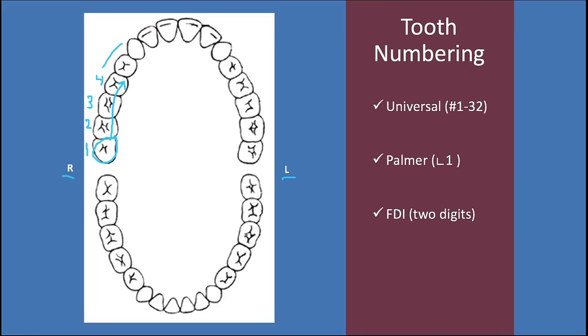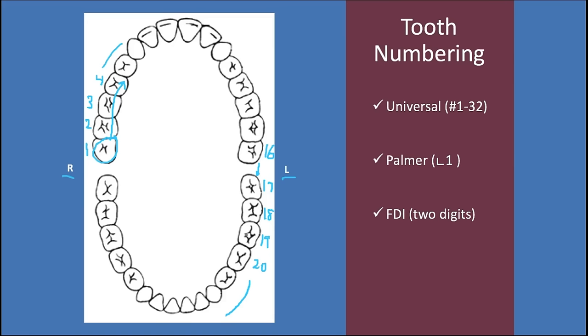So we'd go around the upper arch until we got to this tooth over here, which is the upper left third molar, or tooth number 16. After that, we jump down to the lower arch, and that lower left third molar is tooth number 17, and then we continue numbering here, 18, 19, 20, 21, 22, keep going, all the way around to the lower right third molar, which is tooth number 32.